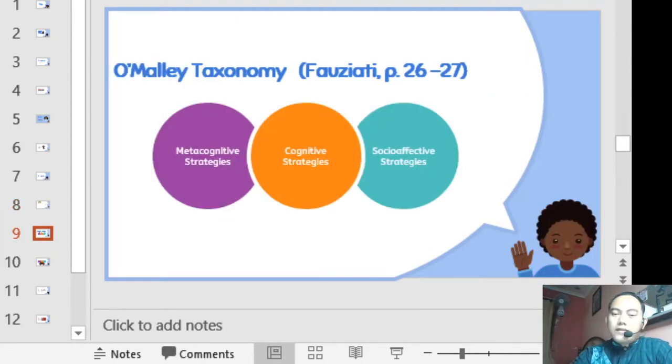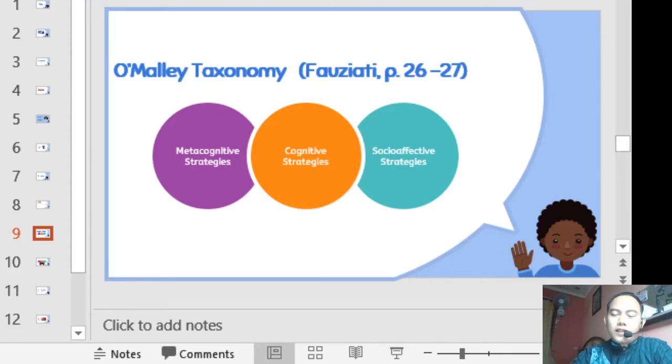The second taxonomy is from O'Malley, O'Malley's taxonomy. O'Malley 1985 divided LLS into three main subcategories, namely metacognitive strategies, cognitive strategies, and socio-affective strategies. The first one is metacognitive strategy. It refers to a term used in information processing theory to indicate an executive function. These are strategies which involve planning for learning, thinking about the learning process as it is taking place, monitoring of one's production or comprehension, and evaluating learning after an activity is completed.